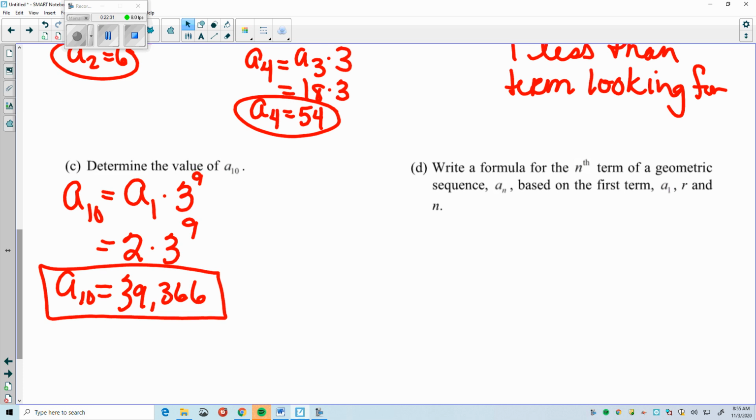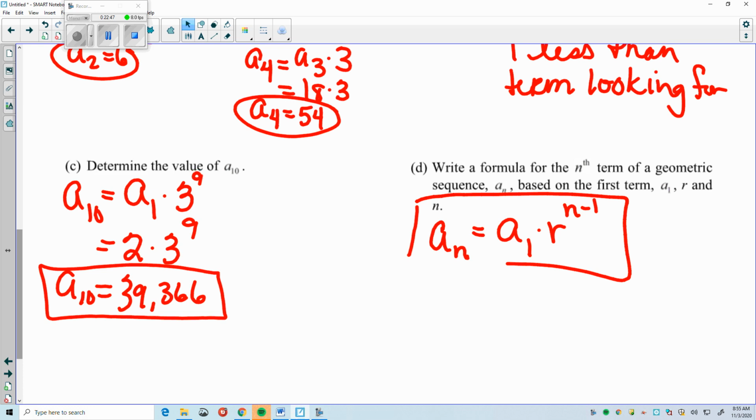Okay, so let's put this into a formula. In order to find the term, I need to know my first term. I'm going to multiply that times the ratio, but remember, it's going to be 1 less than the term I'm looking for. And again, this is a big formula that we want to commit to memory. It's super helpful once you have it memorized.